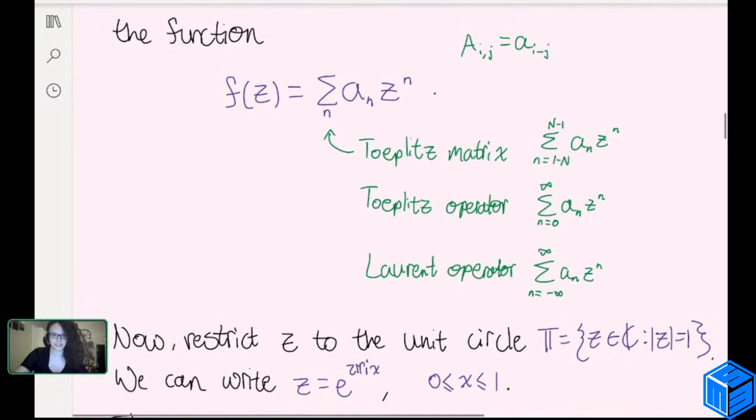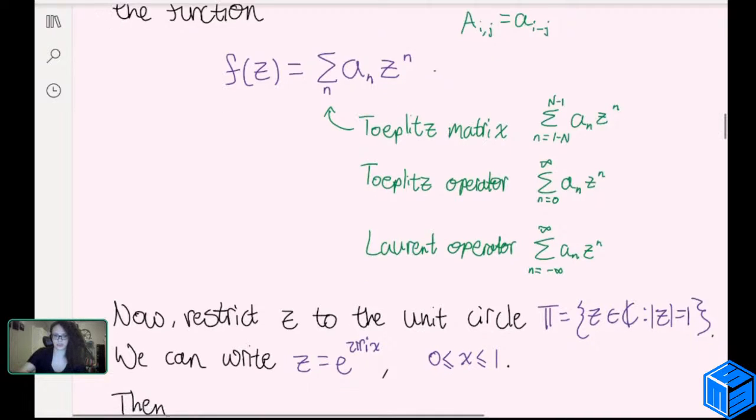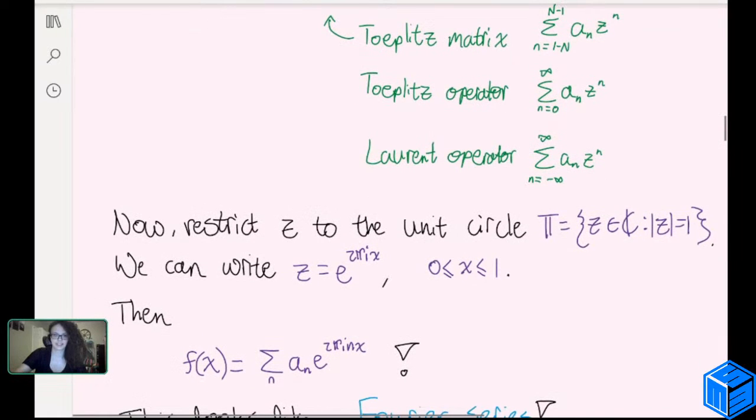So now let's restrict the complex number z to be in the unit circle, which we'll denote by this boldface T. So it's the set of all complex z with complex norm equal to 1. And we can write z equals e to the 2 pi i x for x between 0 and 1. So x parameterizes the circle. And if you'll remember, a general complex number we can write as r e to the i theta. But here we're on the unit circle, so r is just equal to 1. So plugging this in, the symbol now as a function of x can be written as the sum over n of a_n times e to the 2 pi i n x.